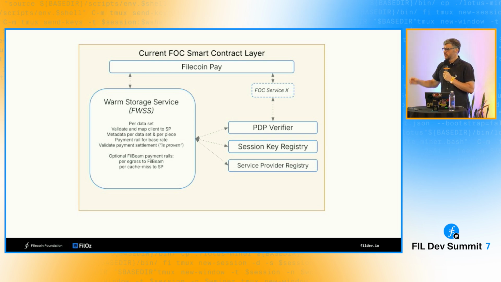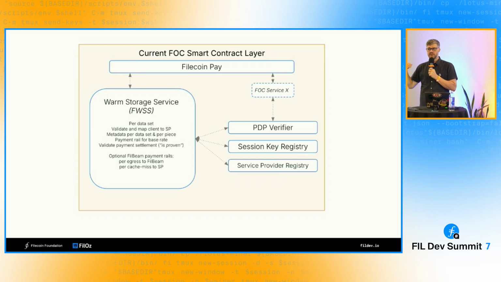So this is a rough sketch of what our smart contract layer looks like for FOC currently. This is the entirety of FOC, and right now FOC is primarily the warm storage service. So warm storage service is a contract. We call it FWSS sometimes, so that's where you'll see that name. Now, it's a contract that sits on top of Filecoin Pay.